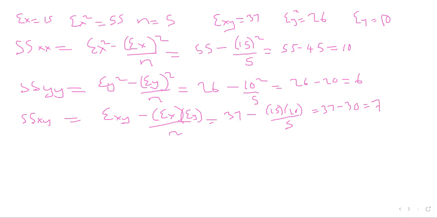Then you find our slope. Remember, our b is Sxy over Sxx. You now start replacing what you found. Right here, Sxy is 7 and Sxx is 10, and here, b is 0.7.